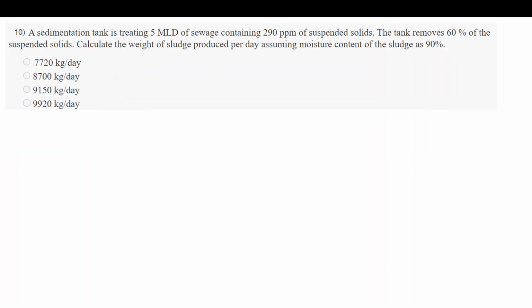Okay, last question, which is the numerical. Let's first understand the question. There is a sedimentation tank, which is treating 5 MLD. 5 MLD is nothing but the flow rate of wastewater which it is treating for the separation of sludge. Q is 5 MLD, which is million liters per day.